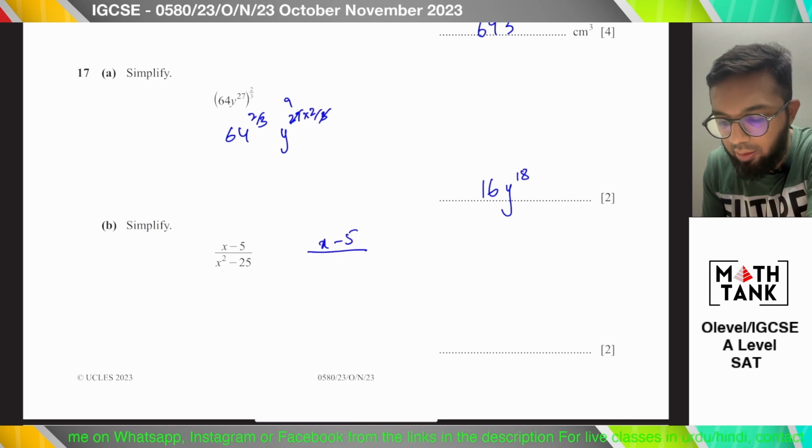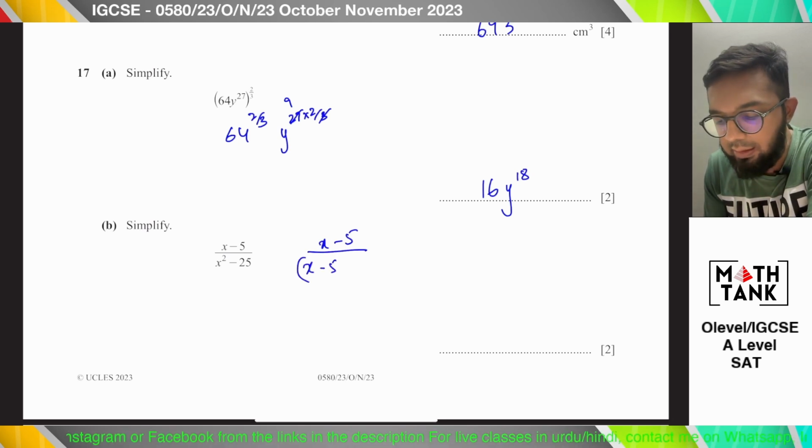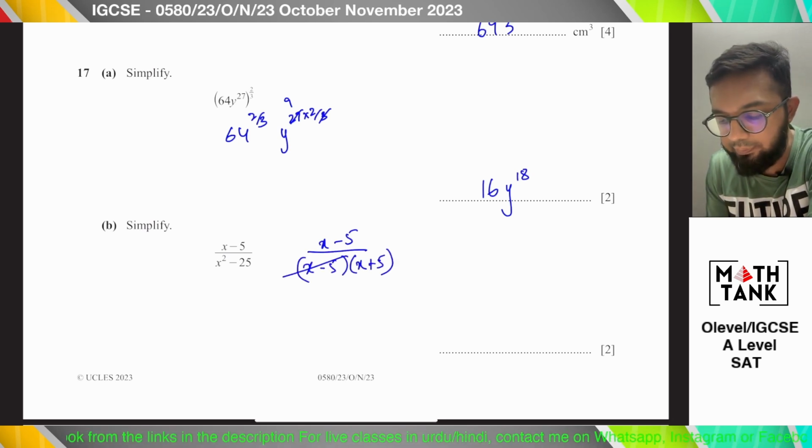I can factorize the denominator. It's a difference of squares. So x minus 5 into x plus 5. So 1 over x plus 5.